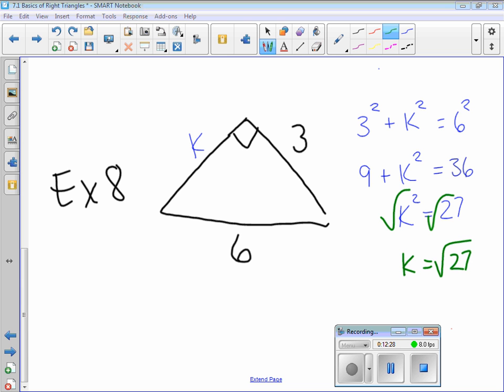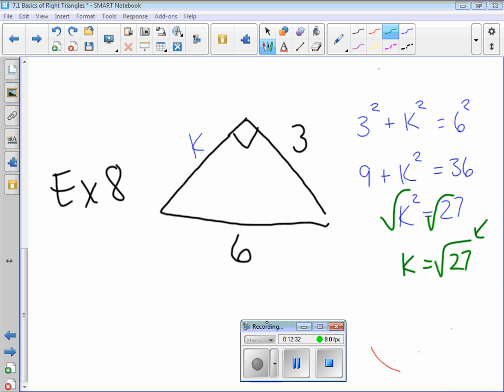Now we have to ask ourselves, are there any perfect squares that still go into that 27? And indeed, there's a 9 and a 3. Okay, so 3 times 9. 9 goes first because it's a perfect square, and I get 3 square roots of 3. Okay, 3 square roots of 3.